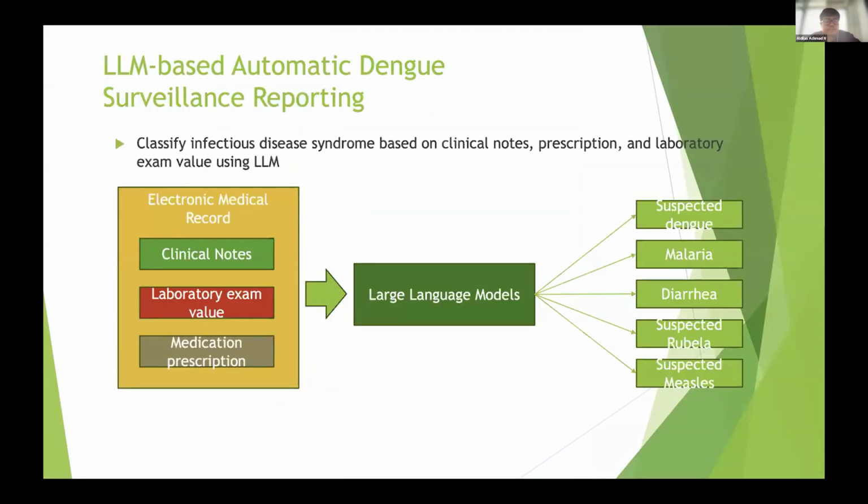And this is the prototype of the LLM-based one, so we're still working on it, and we use clinical notes, laboratory exam values, and medical descriptions. Usually we do this with NLP, but we can use large language models with the same concept as NLP. So we do the classification, where the LLM can predict or classify whether the patient has dengue, malaria, or other cases like rubella, then directly submit it to the SKDR or EWARS system.